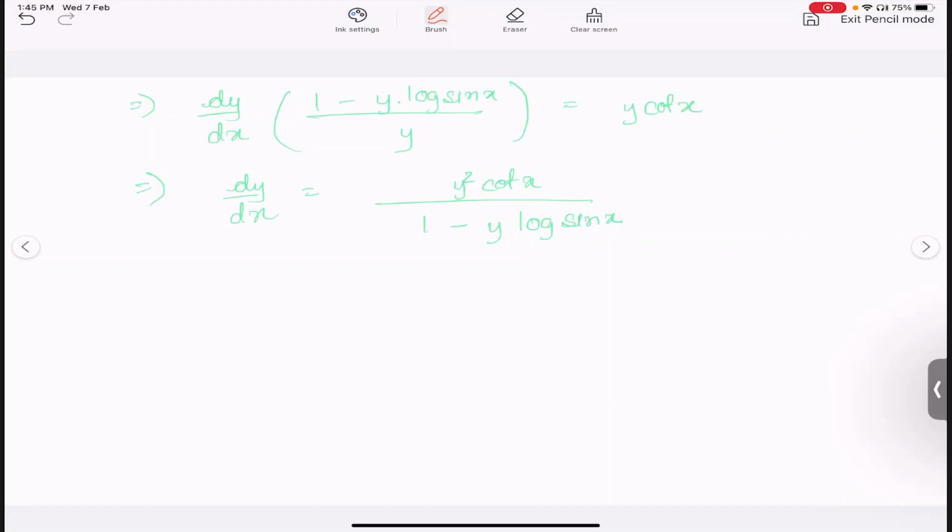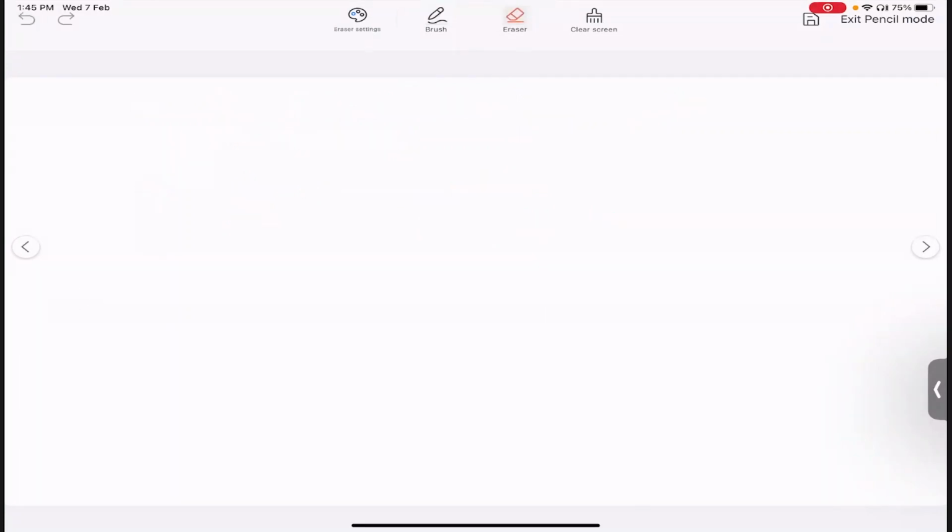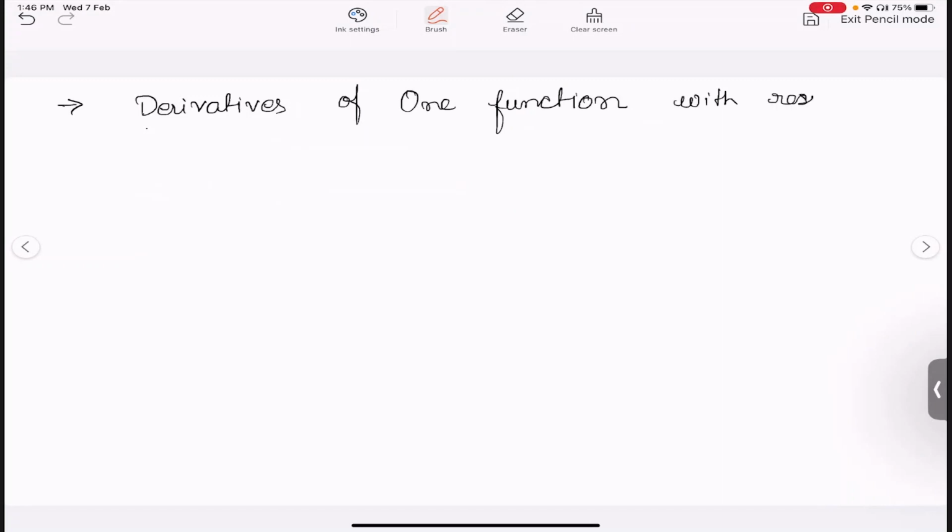Now let's do the final part of this chapter, so let's move to the next page. Derivatives of one function with respect to another function. In this, we do a similar thing to what we do in the chain rule, except that in this case, instead of multiplying, we divide the two derivatives. Let's figure it out with an example.